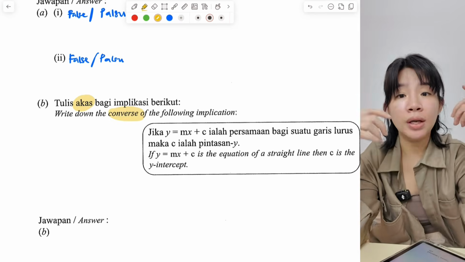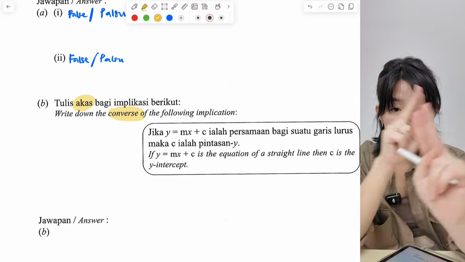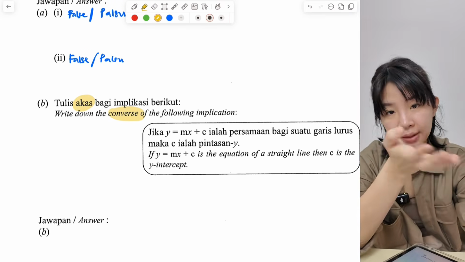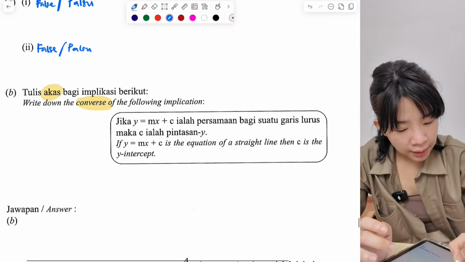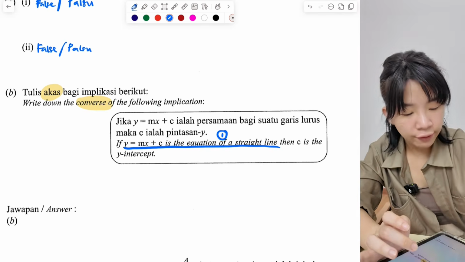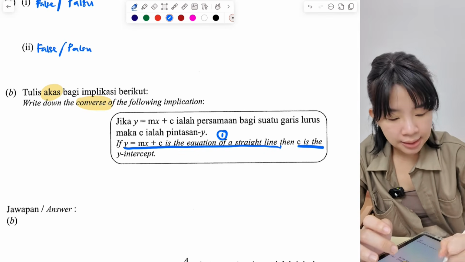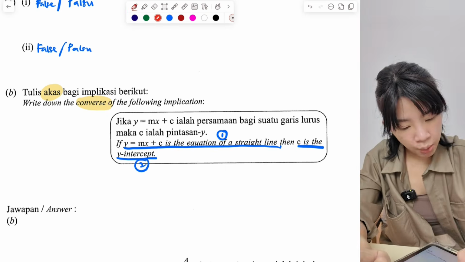Alright, next. Okay, write down the converse. Okay, akas. What does converse mean? So, we just have to terbalikkan the sequence. The front one is brought to the back and the back one moves to the front. It's called converse. Okay, look at the question. If y equals mx plus c is the equation of a straight line, okay, so this is the front part. Then c is the y-intercept. This is the back part. So, these two switch.